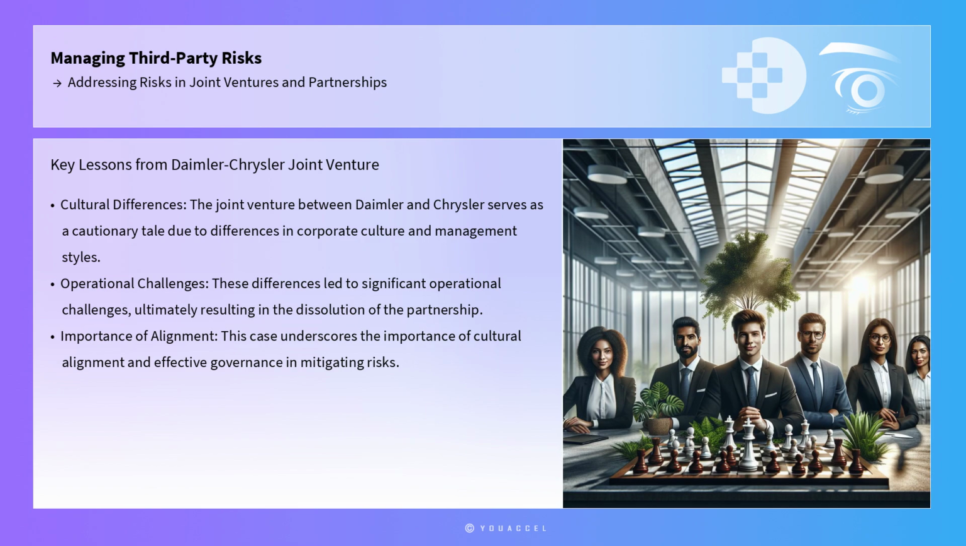Real-world examples illustrate the importance of addressing risks in joint ventures and partnerships. The joint venture between Daimler and Chrysler serves as a cautionary tale. Differences in corporate culture and management styles led to significant operational challenges, ultimately resulting in the dissolution of the partnership. This case underscores the importance of cultural alignment and effective governance in mitigating risks.